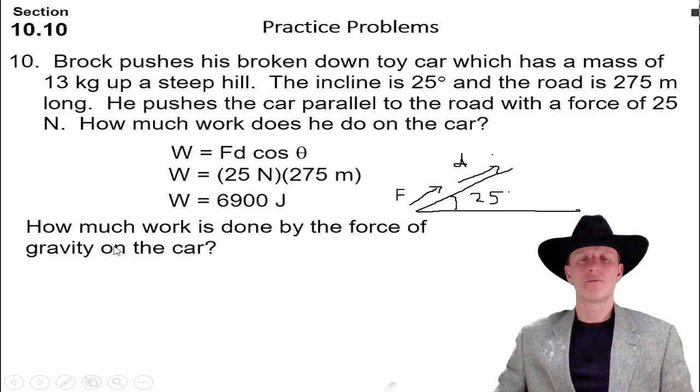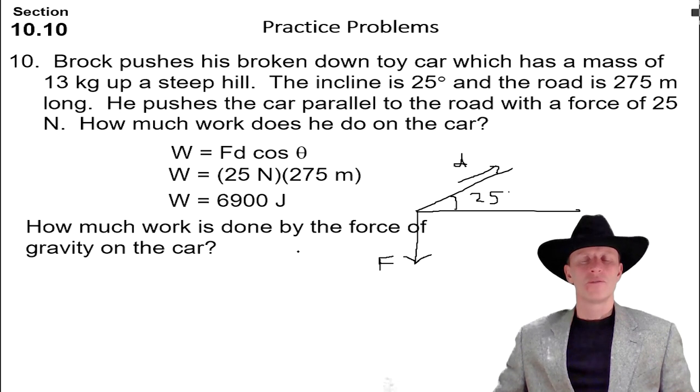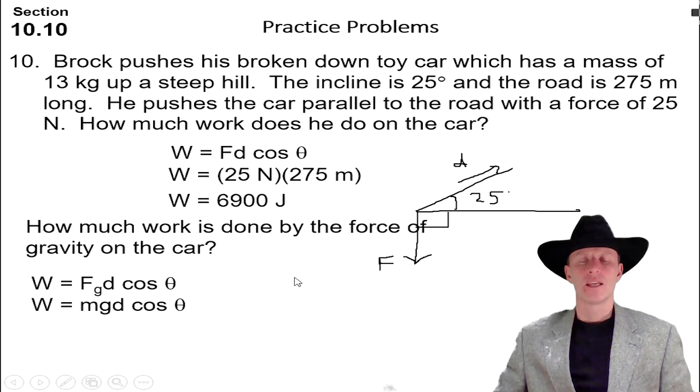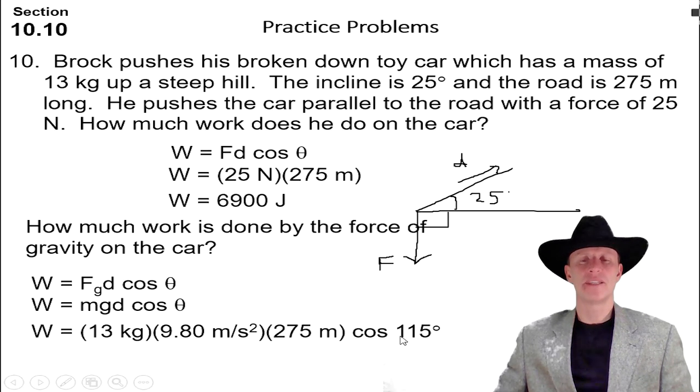How much work is done by the force of gravity? Well, gravity is going to be pointing straight down. The force of gravity pulls you straight down. So if this was our force, what would be the angle between this force and this d? Our formula would be the same: force times displacement times the cosine of the angle between the force and displacement. Our force is straight down, our displacement is 25 degrees above the horizontal, so this is 90 degrees. The angle between them would be this 90 plus 25, giving us an angle of 115.